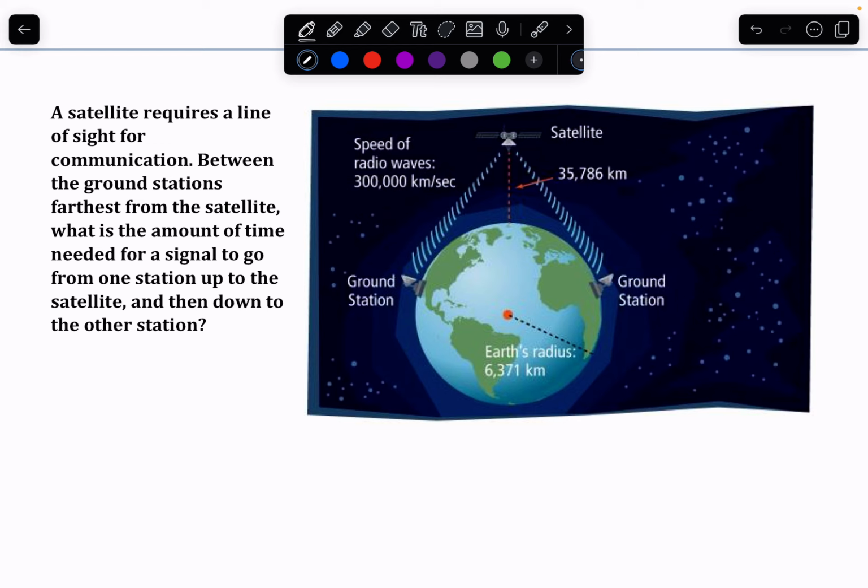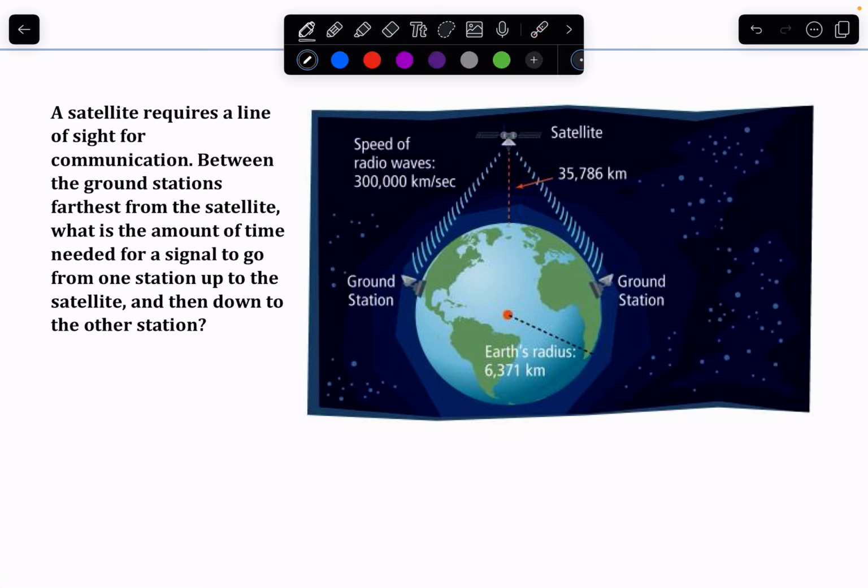So a satellite requires a line of sight for communication. Between the ground stations furthest from the satellite, what is the amount of time needed for a signal to go from one station up to the satellite and down to the other station? So they're asking the amount of time we need. We want to know how long it takes to send a signal from this side to this side of the Earth through that satellite.